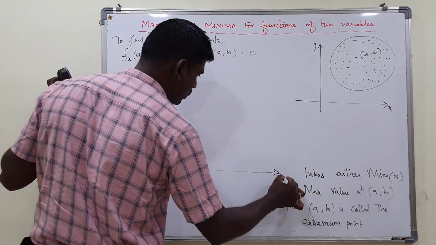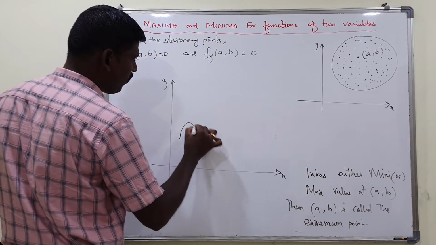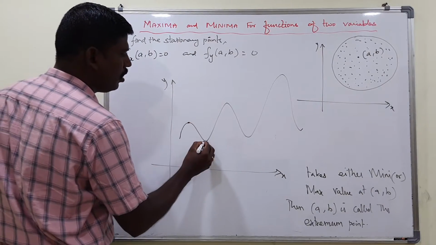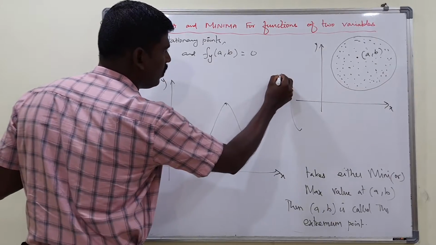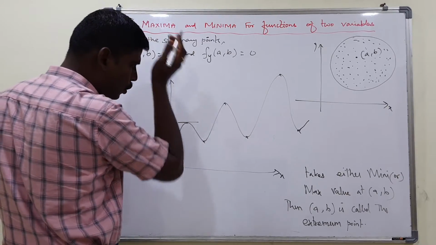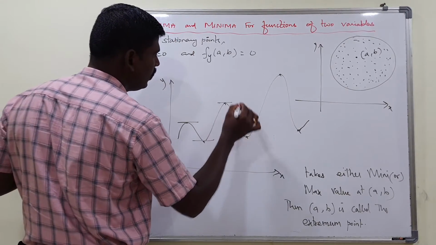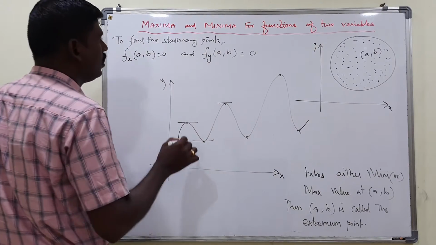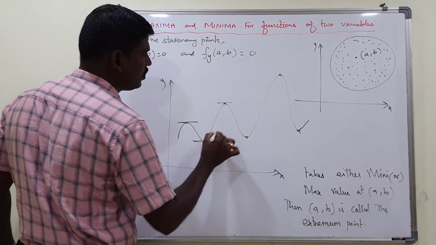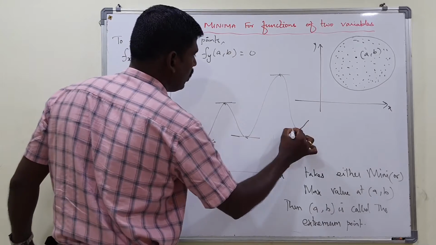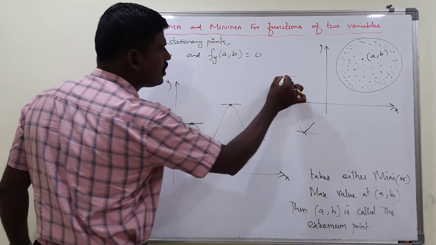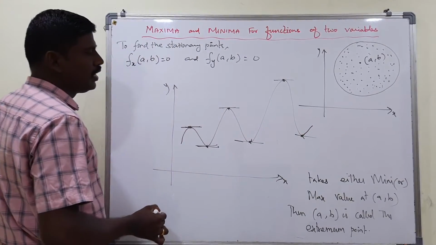Consider the function f of x comma y. The graph of f of x comma y may be like this. Okay, right? So at all these points, fx or fy is equal to 0 because the tangent is horizontal to the x-axis, or maybe parallel to the y-axis. So at all these points, the tangent to the curve is parallel to the x-axis. So look here, these are all the stationary points.